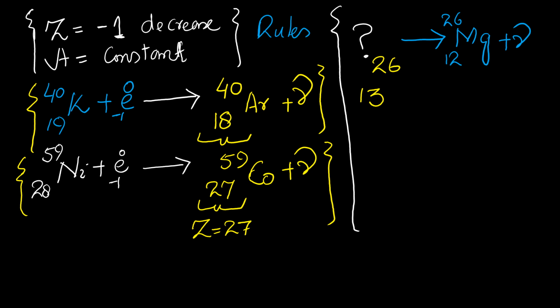Now we need to check in the periodic table which element has an atomic number of 13. We can easily find that it is aluminum, having an atomic number of 13. So we can write the electron capture process for aluminum like this.